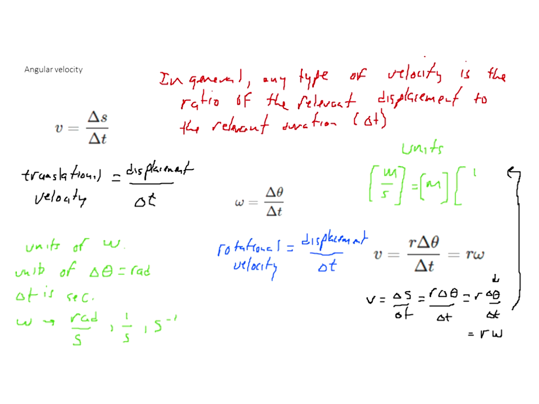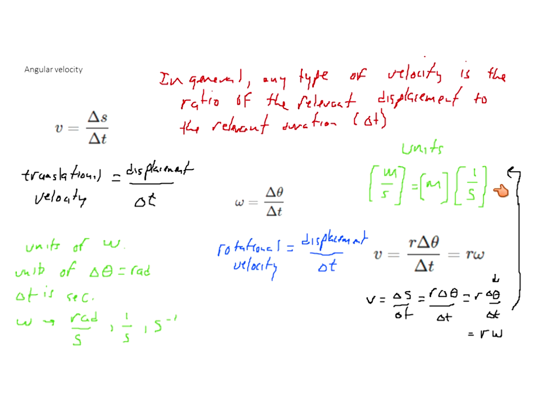So if we do this and we say this is 1 over seconds, then we can see here that, actually let's just do the pointer, otherwise it gets kind of busy. We can see that meters per second equals meters times 1 over seconds.